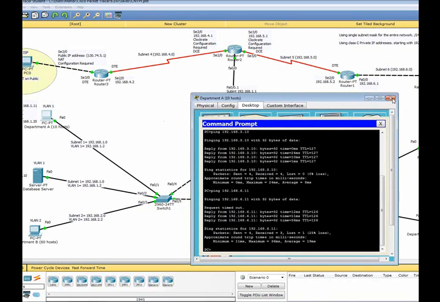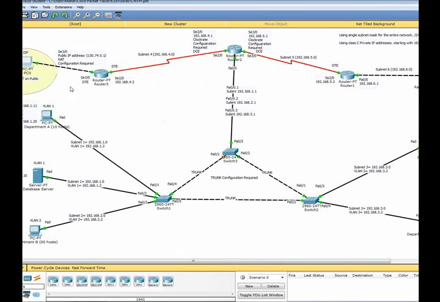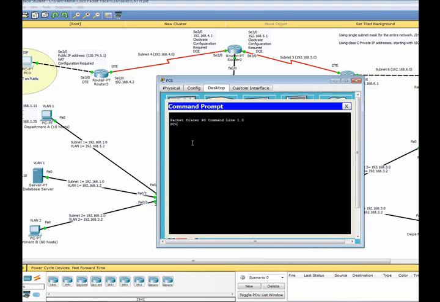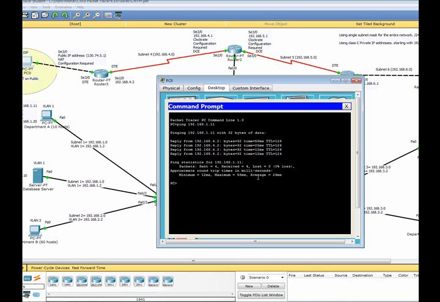Let's ping from the ISP and public host to one of our VLANs. Ping 192.168.1.11. So you see the pinging is successful, and through the remote office also pinging is successful.